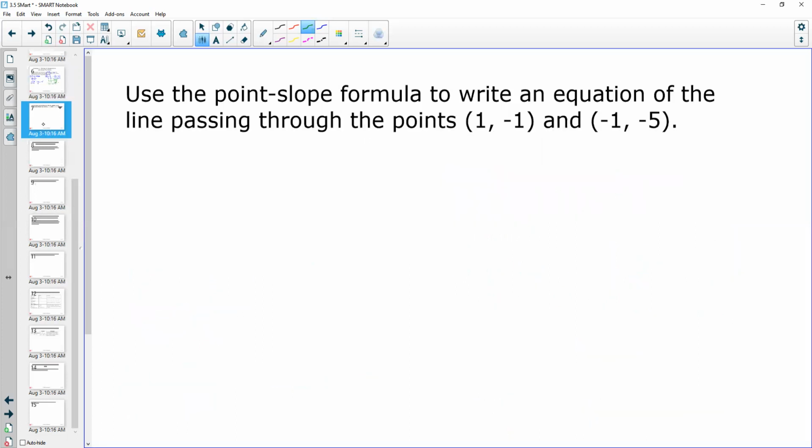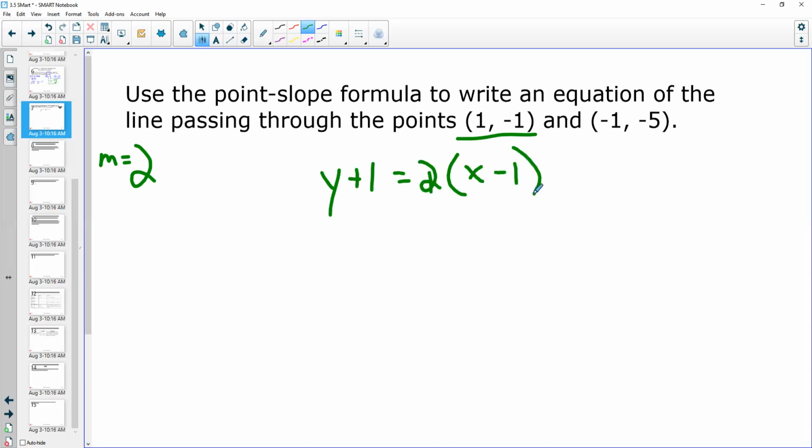Here's the next one. You pause, you try it. Do the same thing you did. Okay. When you find the slope, it should be 2. When you write the equation, I'm going to use the first point again. It should be y plus 1 equals 2 times x minus 1. And when you simplify down, that should be y equals 2x minus 3. Okay? If you're stuck anywhere, please come into the discussion and ask.